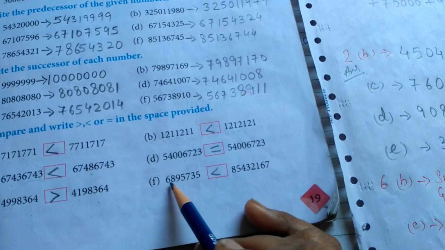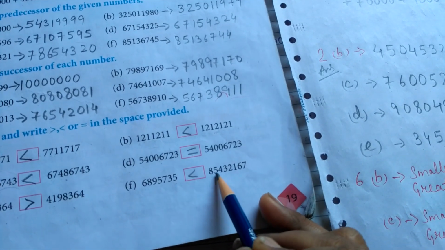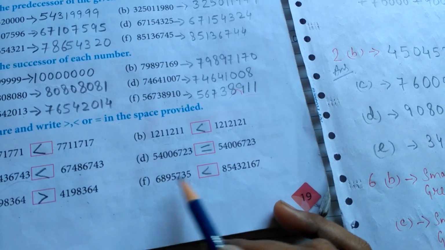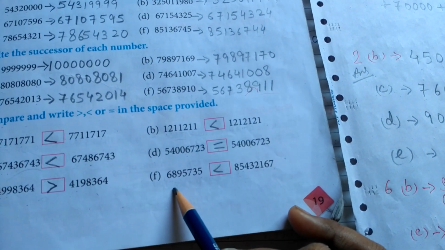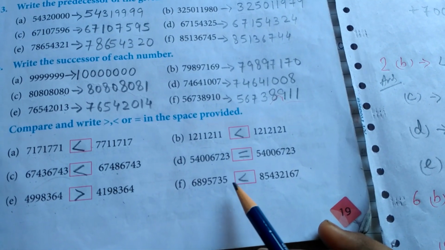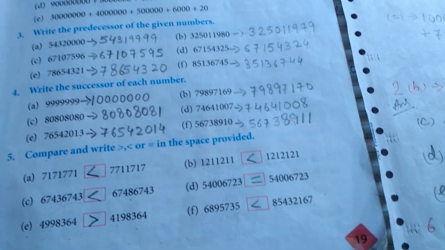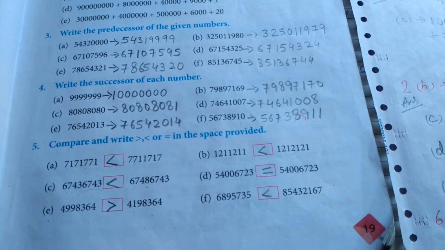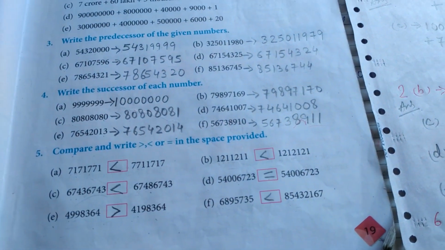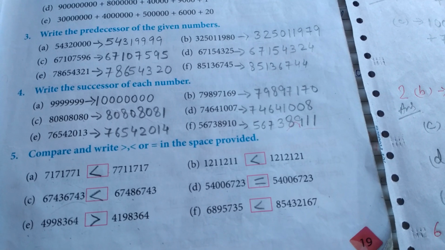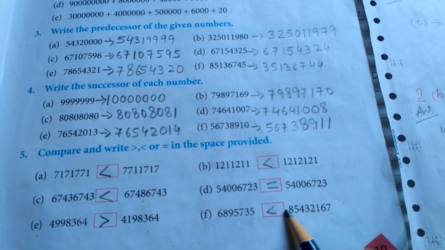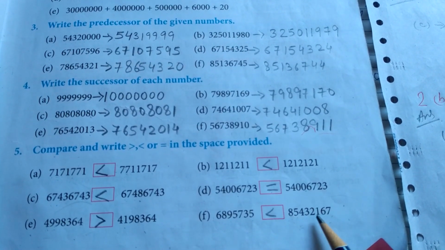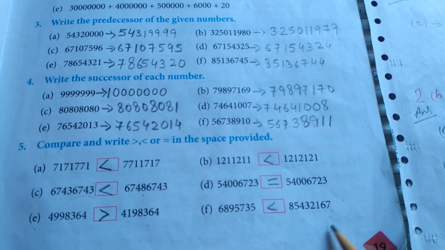Question number F. 1, 2, 3, 4, 5, 6, 7. 1, 2, 3, 4, 5, 6, 7, 8. Obviously this is an 8 digit number and it is a 7 digit number. So any 8 digit number will be greater than the 7 digit number. That's what I have taught you. If we have to compare two given numbers, and if one of the numbers has a greater number of digits than the other number, then that number will be greater. Here the number of digits on counting, we get 8. Total 8 digits are there.